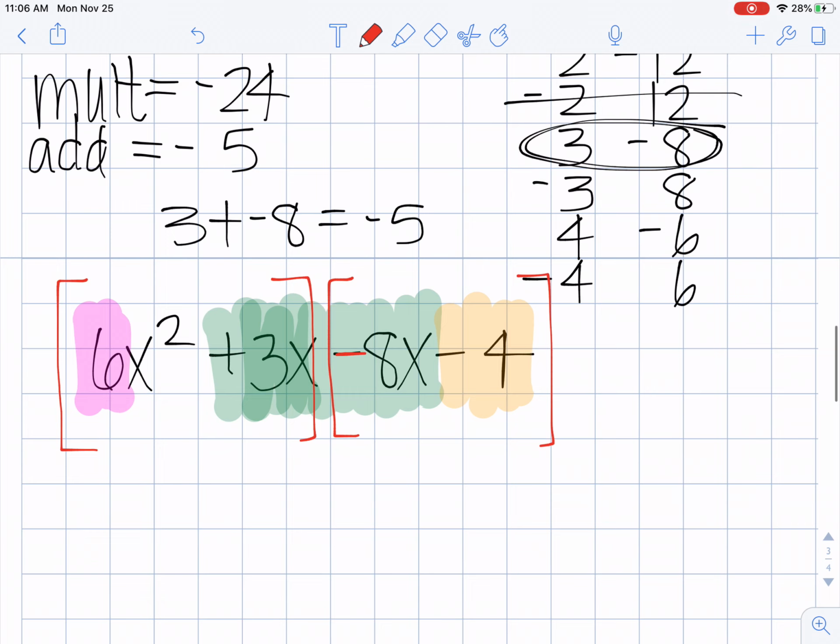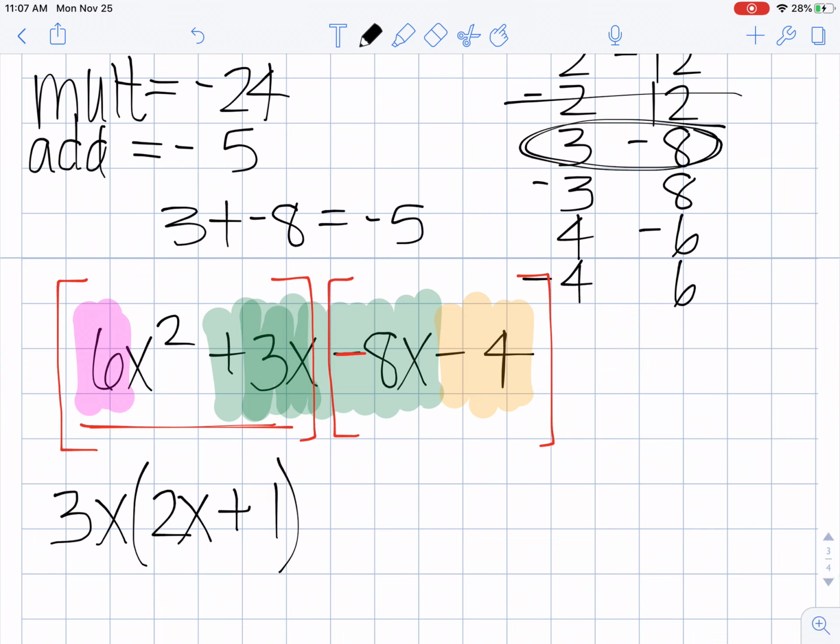Okay, in my first group, I want to know what is the greatest common factor. What do both of these have in common? All right, so they both have 6 and a 3. 3 goes into both of those. And an x goes into both of those. Okay, so 3x times how much is 6x squared? 3 times 2 is 6, and x times x is x squared. And 3x times how much is 3x? Just a plain old 1.